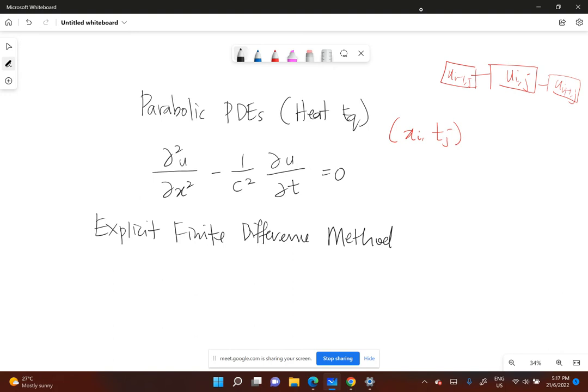For the explicit finite difference method, we will use what we call the forward time central space finite difference method. Kalau ini dia punya short form is FTCS lah. Maksudnya forward. Guna forward.